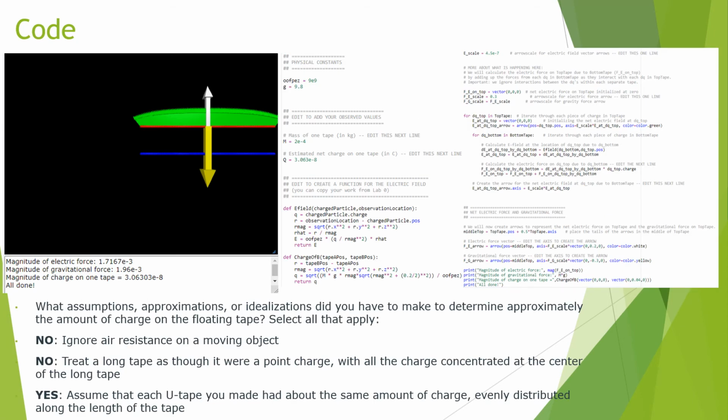This is the code and computational model we used to support the experiment. As you can see, the magnitude of the gravitational force is equal to what was computed previously at 1.96 times 10 to the negative 3. However, the magnitude of the electric force is slightly less.